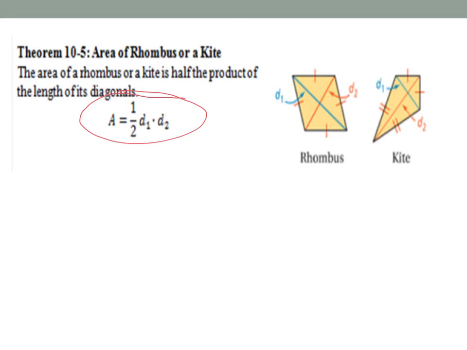Now if you're curious, why is it every time it's 1/2? Because these pictures are made up of small triangles. And if you remember, the area of a triangle is 1/2 times base times height. So that's where the 1/2 comes from.